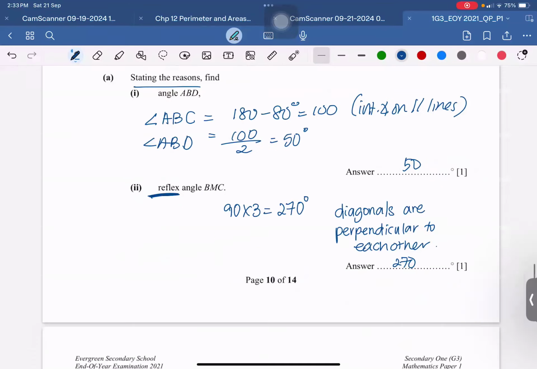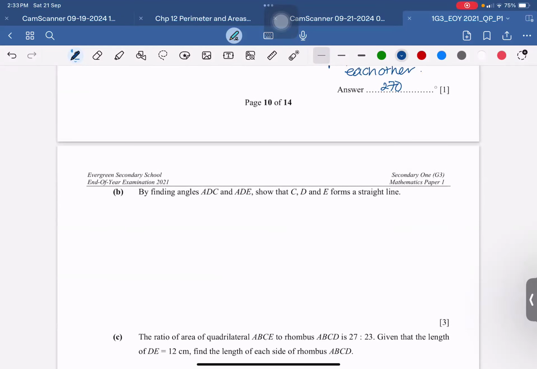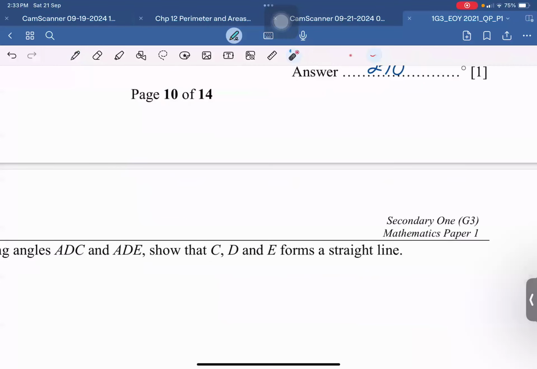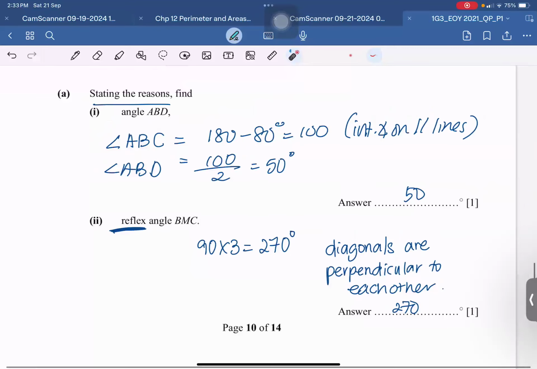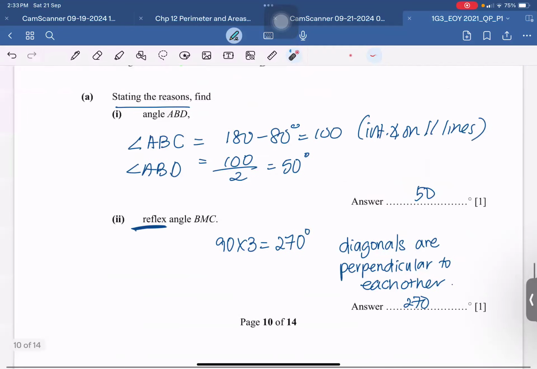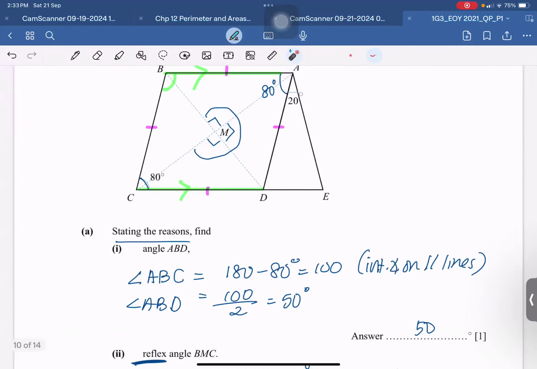Okay. Somebody asked for question B and C. By finding the angles ADC and ADE, show that CDE forms a straight line. If our angles form the straight line, you'll need to think of all the angles add up together must give you a total of 180 degrees, okay? So I want CDE to form a straight line. That means I must find angle ADE. How to find angle ADE?